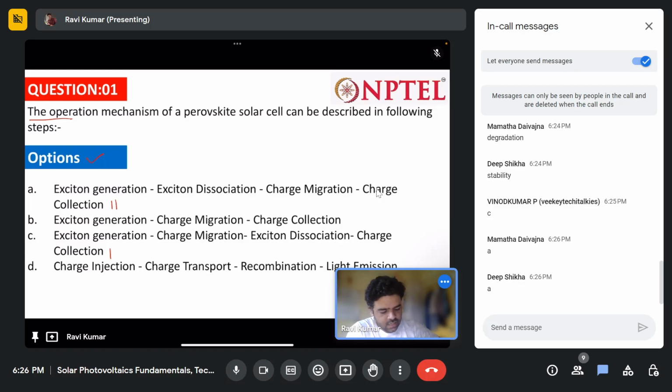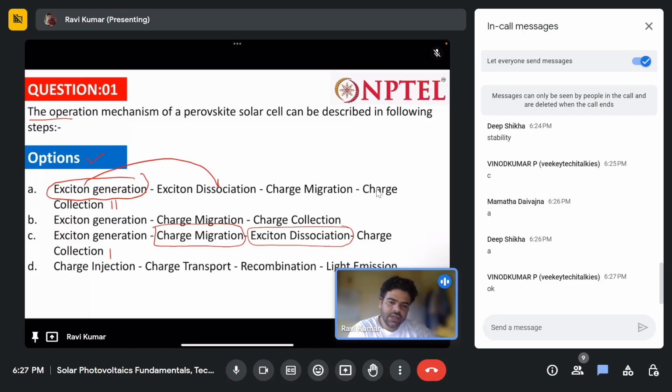Yes, we know. Just see. First charge migration, then dissociation. It is not making sense here. First there will be exciton generation, then these excitons will be dissociated. They will even dissociate at room temperature as compared to organic solar cells. They will dissociate at room temperature only, and then charge will migrate, and those migrated charges will be collected. So yes, A is the correct answer.